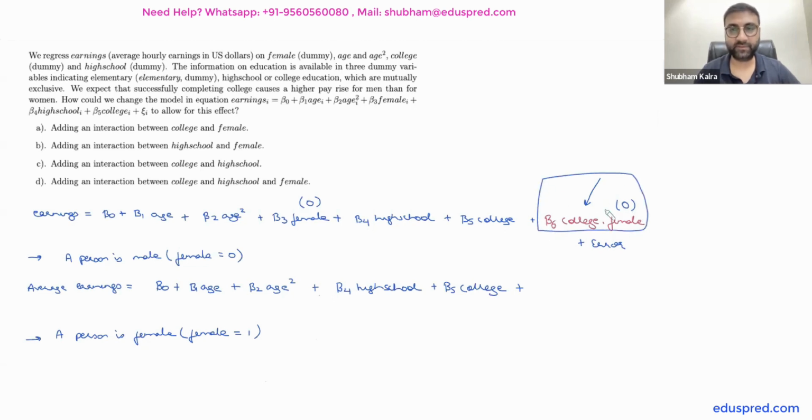Okay, so this term will also vanish. So you will not have this term, and we don't have to write the error term because I'm writing the equation on an average basis. So that means this equation will just end over here. Okay, now let's write the equation for female.